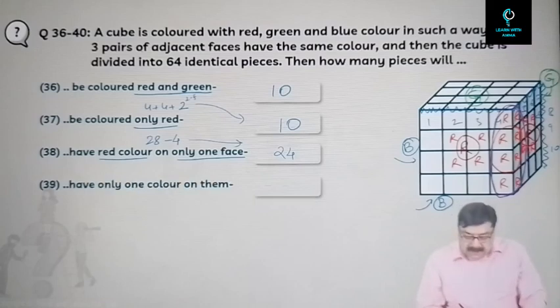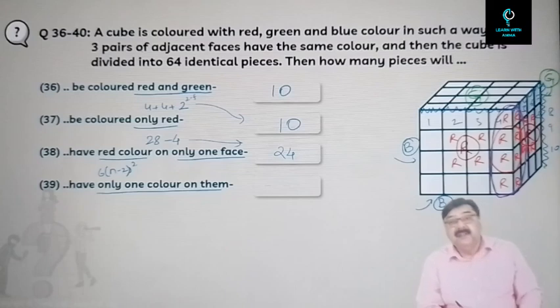So how many pieces will have only one color on them? Well, only one color on them. We first will take the center cubes, the one in the center. The formula for that shall be 6 into (n minus 2) whole square, because on each face you will have these center cubes which will bear only one color.